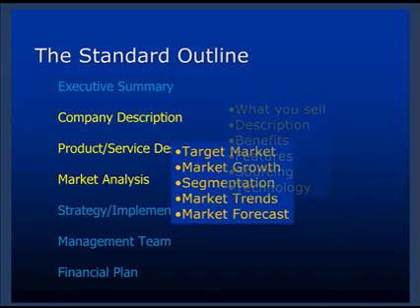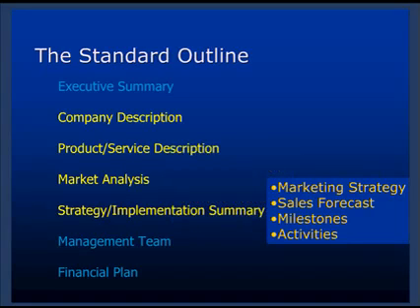Your fourth chapter will explain your market, including the target market, market growth, segmentations, market trends, market forecast. Then comes normally strategy and implementation, which is where you lay out your marketing strategy, your sales strategy, sales forecast, milestones, which are very important. Those are dates, deadlines, budgets, who's responsible, and activities that will be part of the business plan.